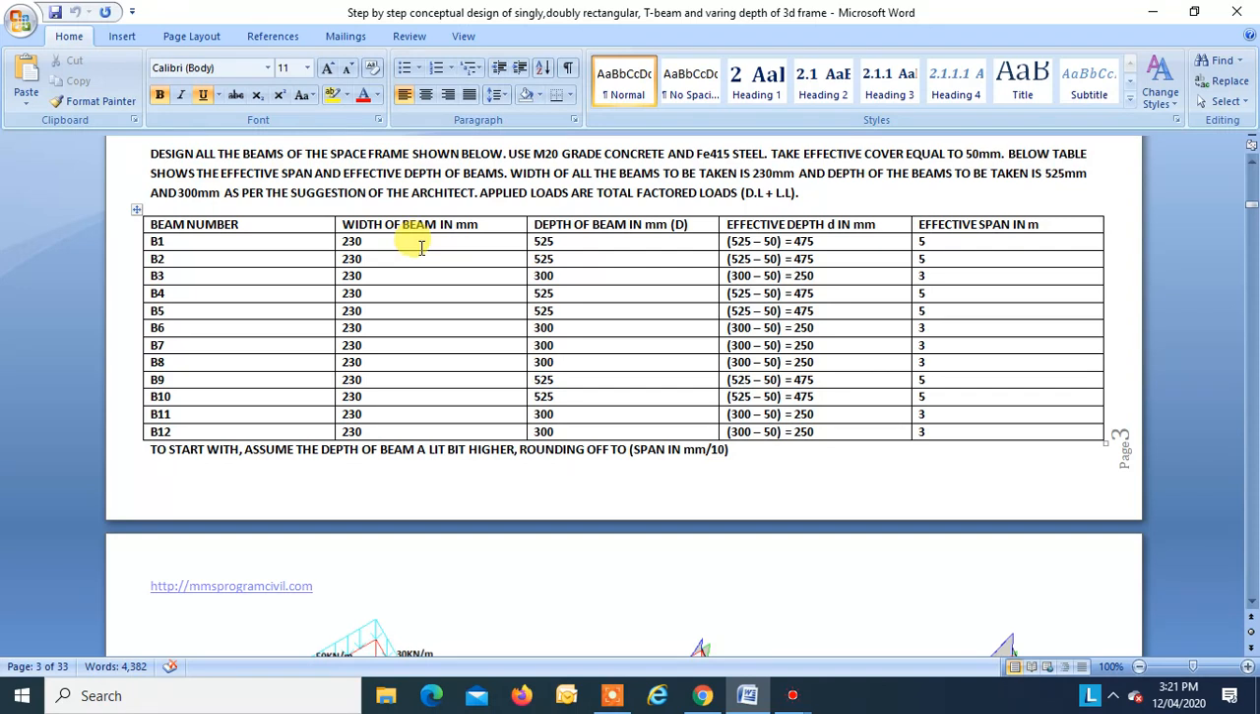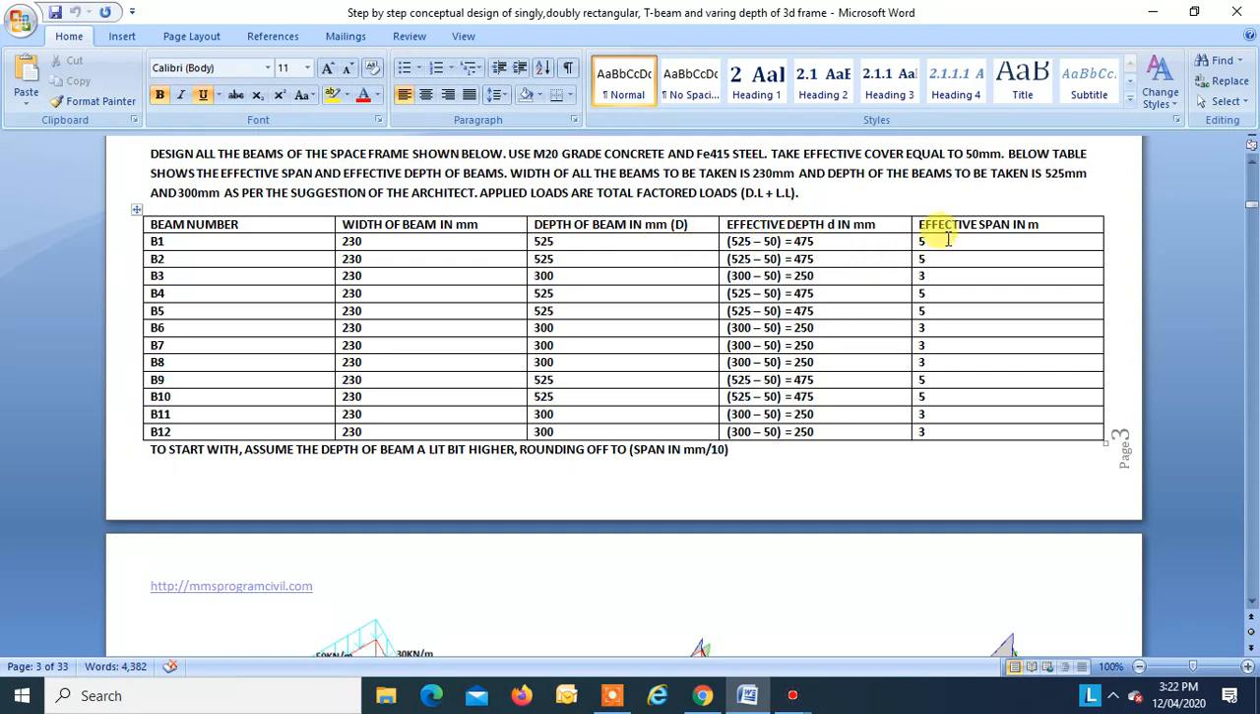This shows the width of the beam. This shows the depth of the beam. This is the effective depth of the beams. Consider effective cover as 50 mm. So effective depth will be 525 minus 50, that is equal to 475, right?